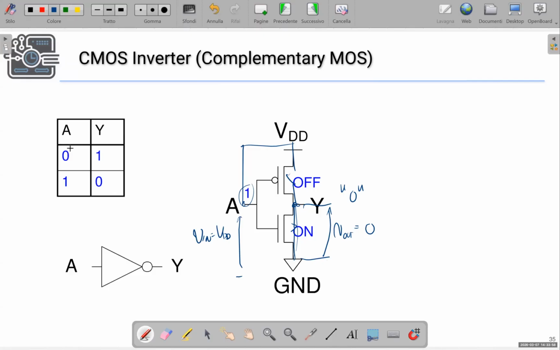If we summarize the behavior when the input is low and when the input is high, we can see that the output takes exactly the value of the complement of the logic value of the input, and so the function which is implemented is a NOT function. So this is actually an inverter.